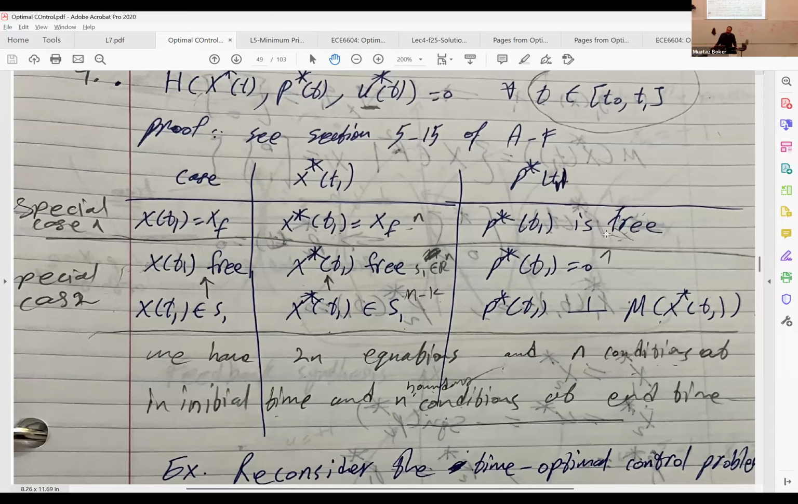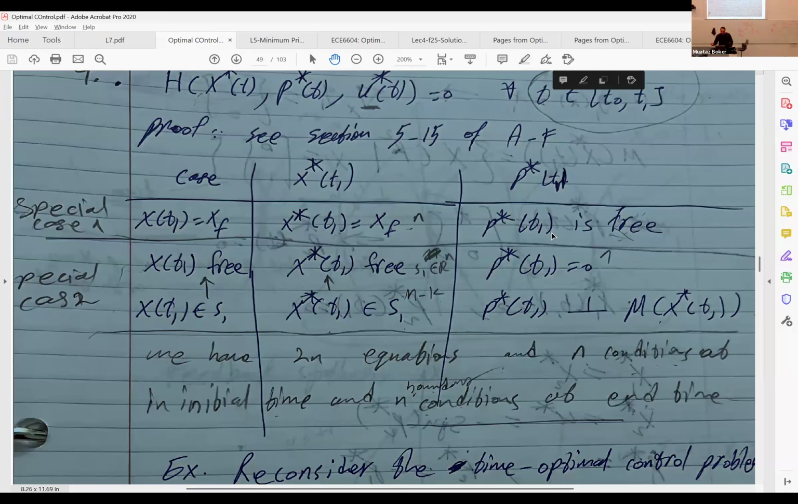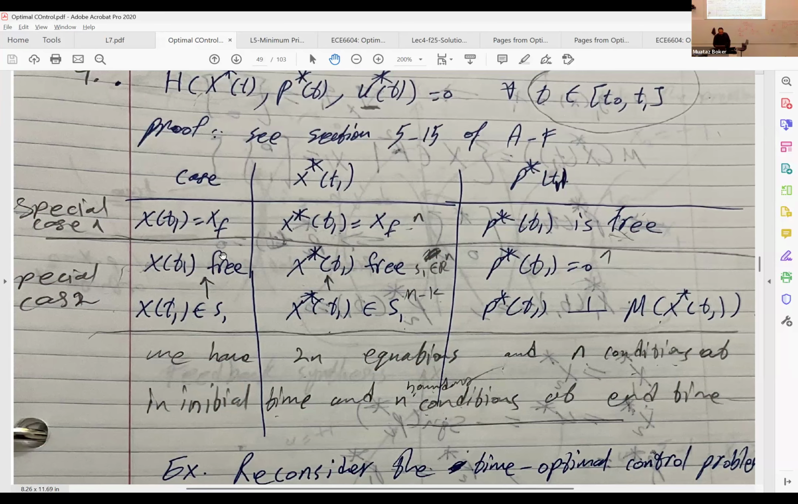And in fact, analysis could show that the choice of the boundary conditions of P could affect the time if the time is not optimized. Special case 2, we have two subcases in that case.